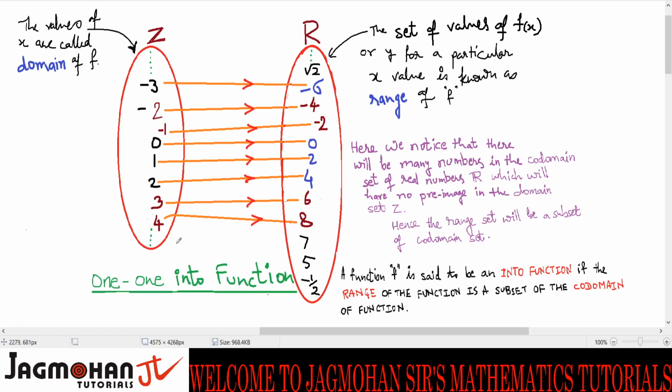In last video we learned about one-one onto functions. In this video we are going to see what are one-one into functions. So for that I have drawn here an arrow diagram wherein you have two sets. One is here the domain set, this is the domain set, and this side on the right you have the codomain set.